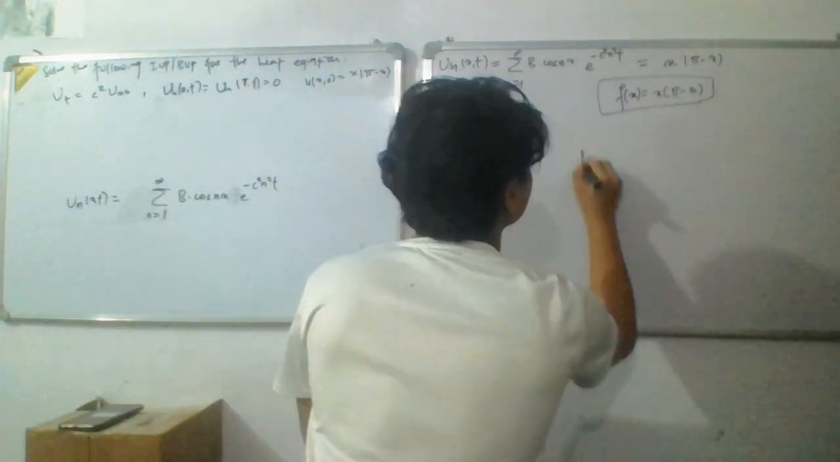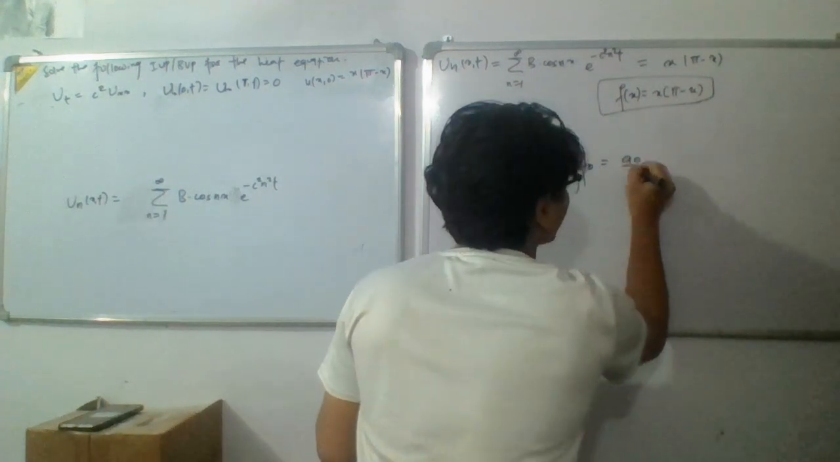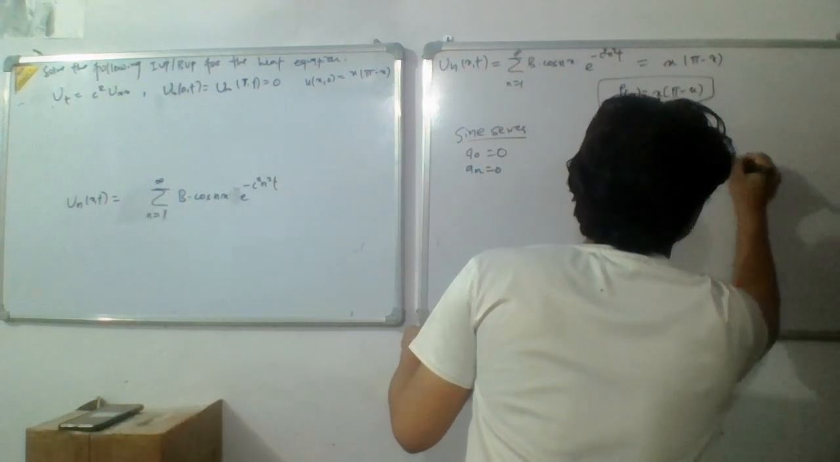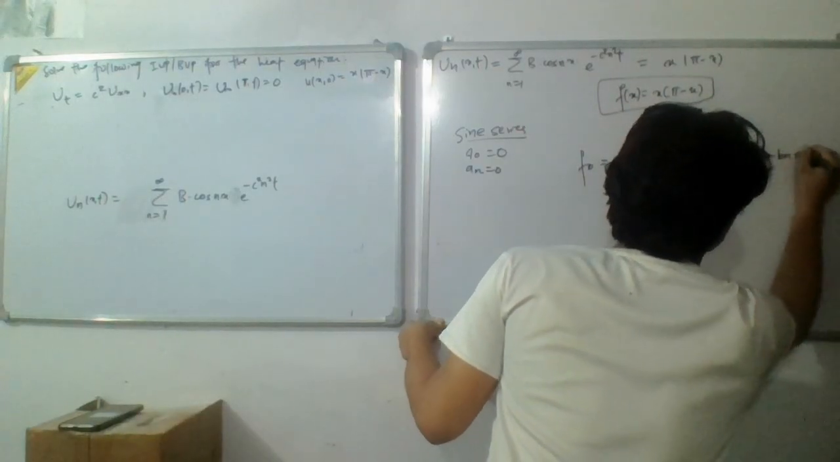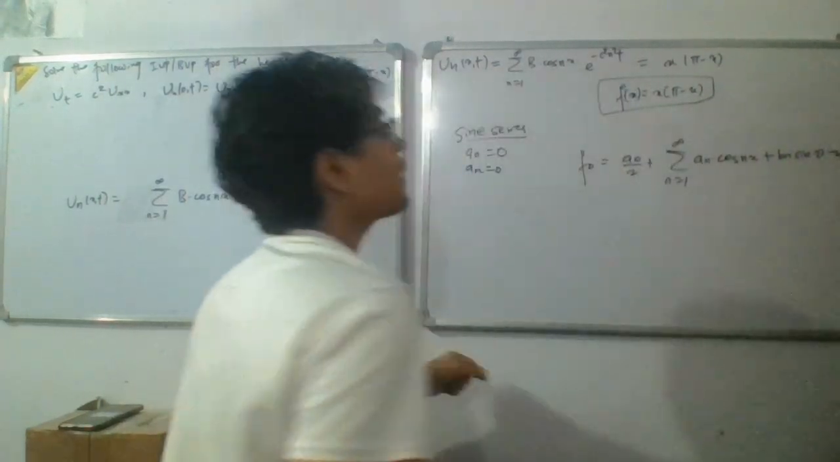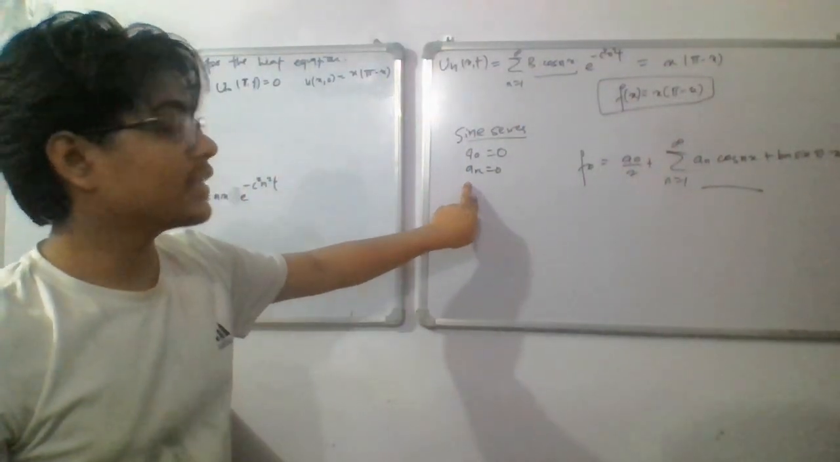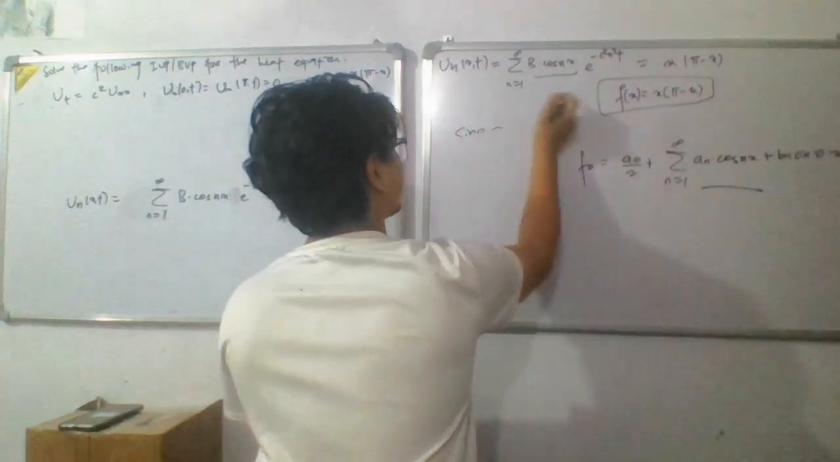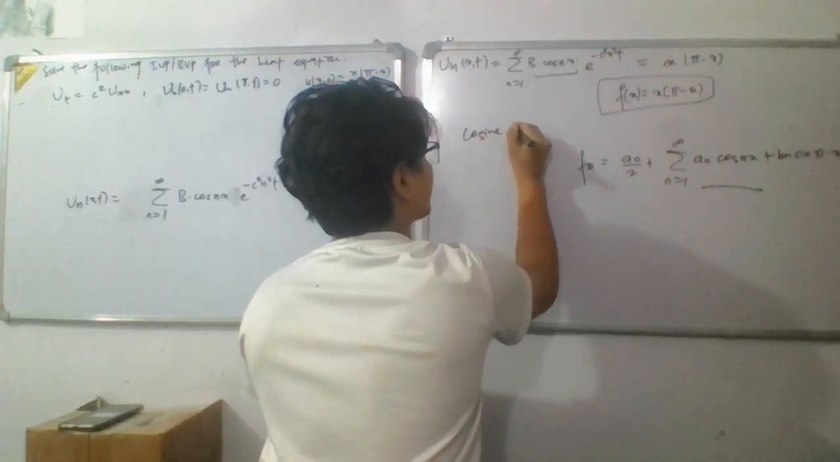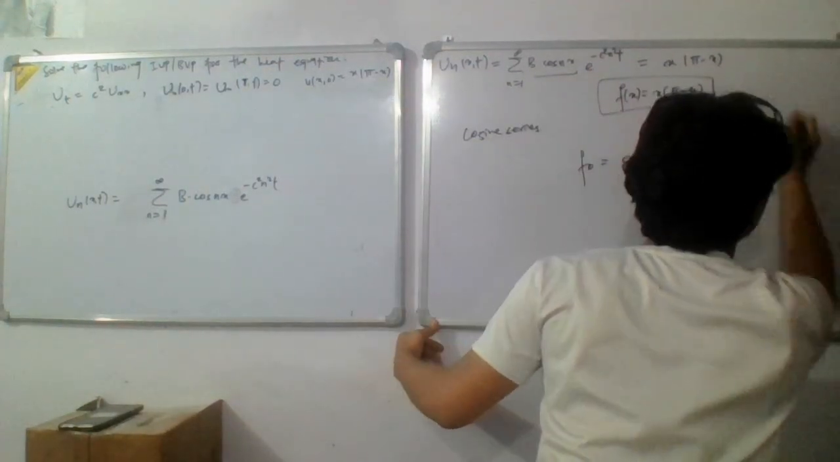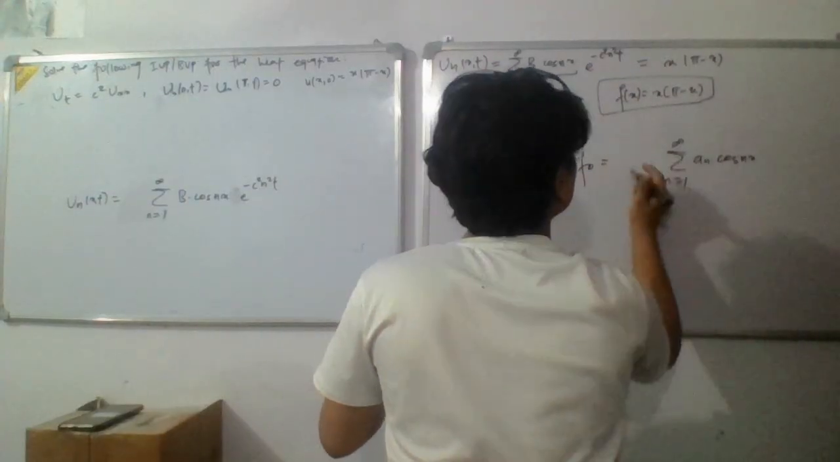And the Fourier series is given by a naught by 2 plus summation n equals 1 to infinity a n cos of nx plus b n sine of nx. Now, if you see here, we have a cos term, so we cannot say a n is 0. That means we are not going to find the sine series. Rather, we are going to find the cosine Fourier series. That means we are going to allow this b n to be 0.